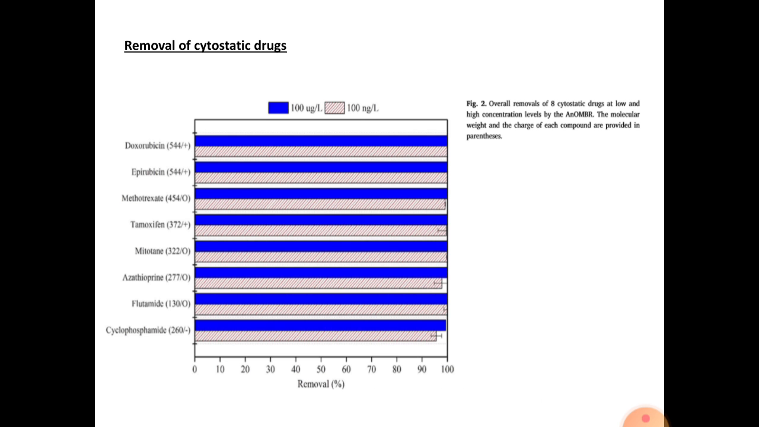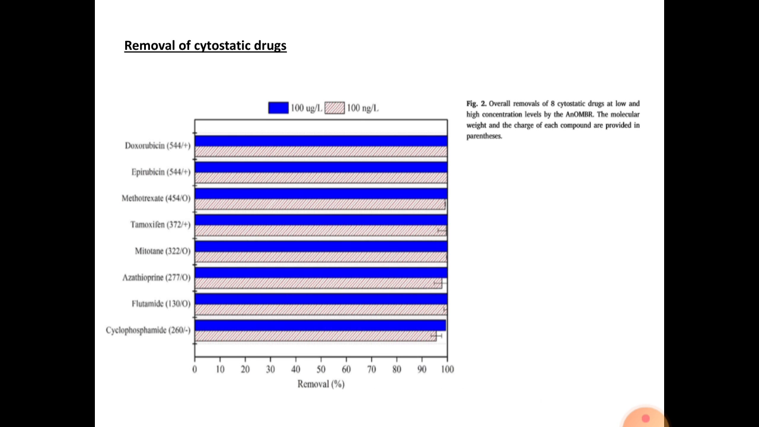Then this slide shows the removal of cytostatic drugs by the anaerobic osmotic membrane bioreactors. As it can be seen, for all of the 8 cytostatic drugs studied, the majority of the compounds were 100% removed, even at the higher concentration of 100 microgram per liter and the lower concentration of 100 nanogram per liter.